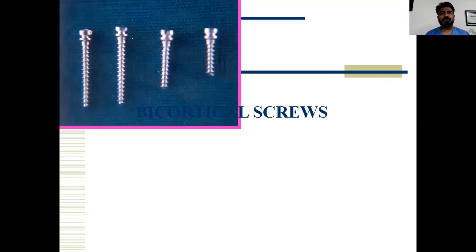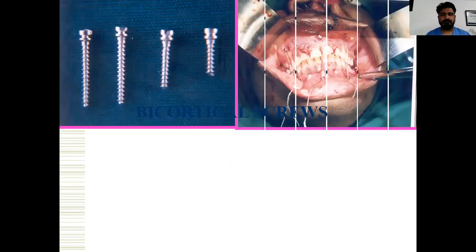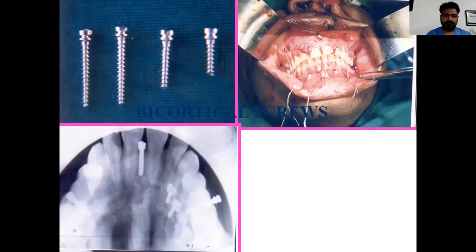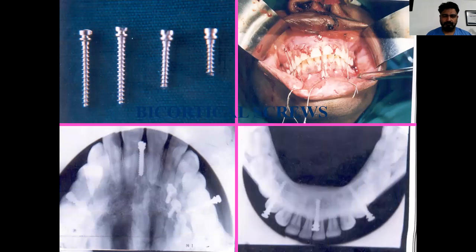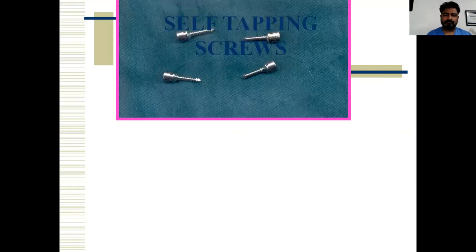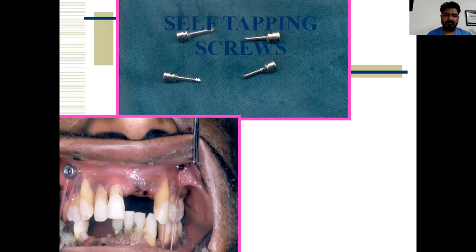Bicortical screws engage both of the cortices. Then self-tapping screws are used for IMF. So after IMF, after 6 weeks, when you have removed the rigid wires, you can keep the screws inside, okay, and put guiding elastics.